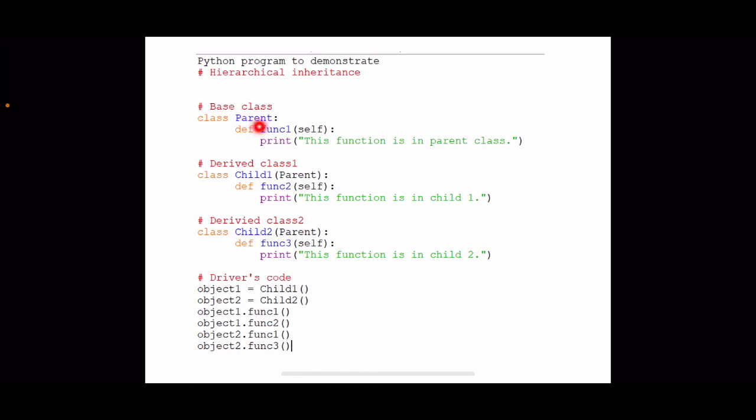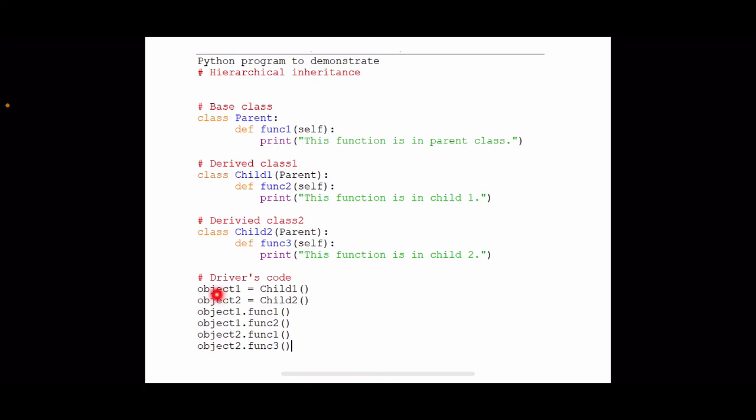Here we have a parent class. Within that we have a function, simply just to demonstrate the purpose, okay? This function is in parent class, just to display this information. Now we have derived class child 1. Within that we have a method function 2 which displays the result. This is in child 1. And another derived class, child 2, also inherits from parent. So child 1 inherits from parent, and child 2 also inherits from parent. Parent is the base class here. And here we have another method, function 3, which displays the result. This is in child 2.